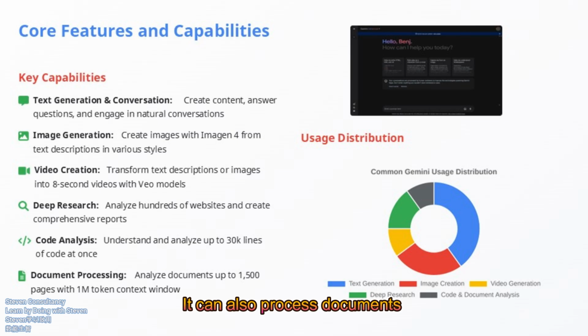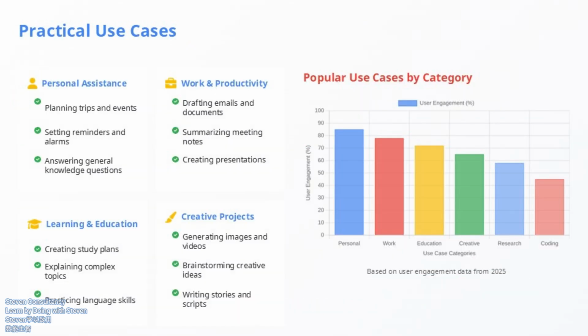It can also process documents up to 1,500 pages at once and analyze up to 30,000 lines of code at once. The most common uses are text generation, followed by image creation, deep research, video generation, and finally, code and document analysis. Practical use cases.